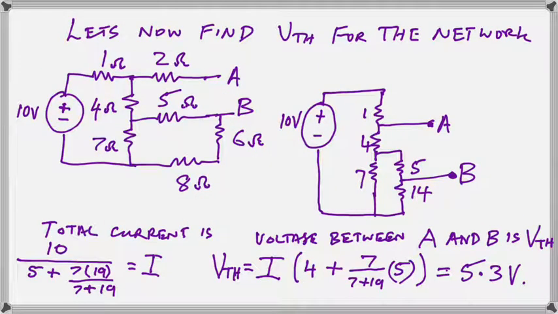We now need to find the VTH for the network. So we put back the voltage source, and now we want to see what voltage we actually have at the terminals A and B. So we redraw the network as shown there. You will notice that the 2 ohm resistor connected to terminal A has been removed.